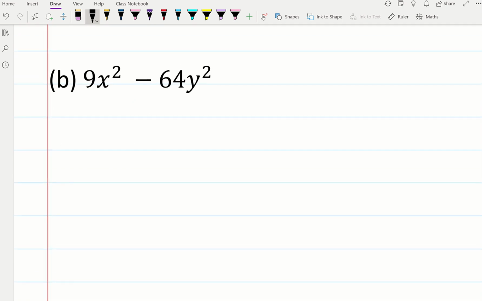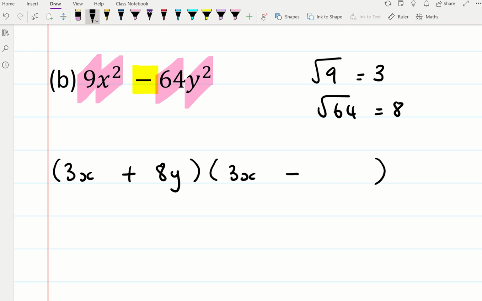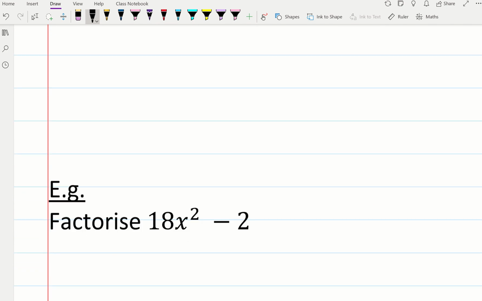The same here. That's a square, 64 is a square, y squared is a square, and it is the difference. So I set up my brackets. I've got a plus, I've got a minus. Square root of 9 is 3, so that's 3x and 3x to get 9x squared. Square root of 64 is 8, so that's 8y and 8y in the other bracket as well.